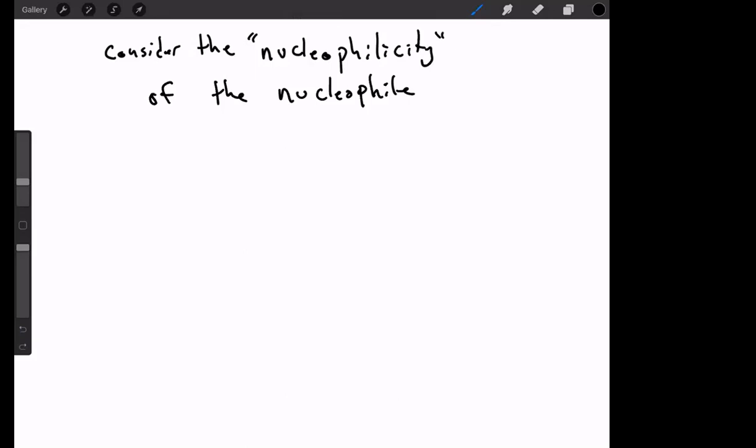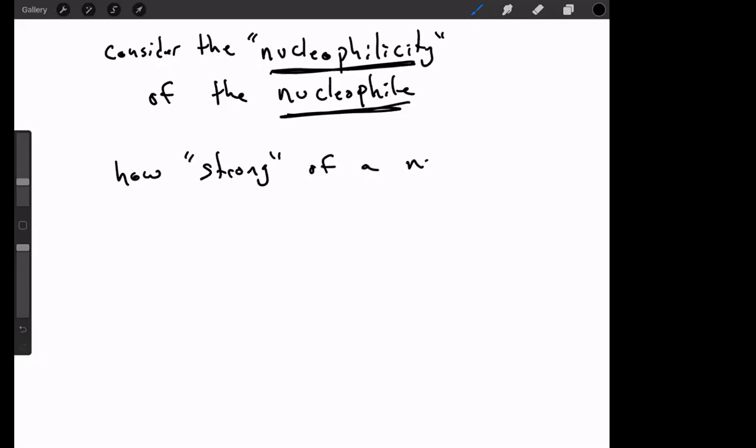What else contributes to nucleophilicity? It's a word. I didn't make it up. Klein didn't make it up. Some organic chemist in the 1800s made it up. And so what we want to consider is the nucleophilicity of the nucleophile. Essentially, how strong of a nucleophile is the reagent.